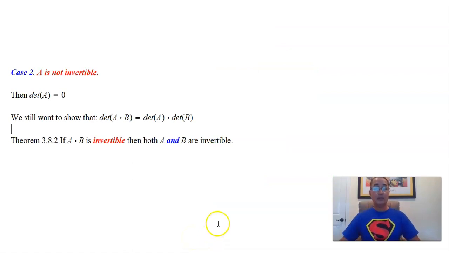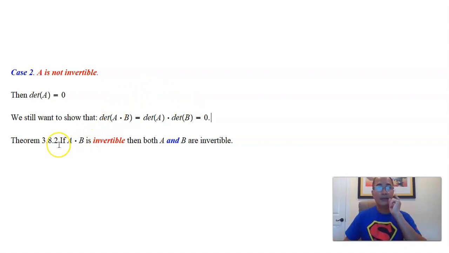As we said when we started off with case 1, the other case would be that A is not invertible. So from our previous theorem, we now know the determinant of A has to be 0. But we still want to show that this formula still works. Is the determinant of A times B still the determinant of A times the determinant of B? Well, if the determinant of A is 0, then that product will be 0 times something, which we know has to be 0. So what can we now say about A times B?